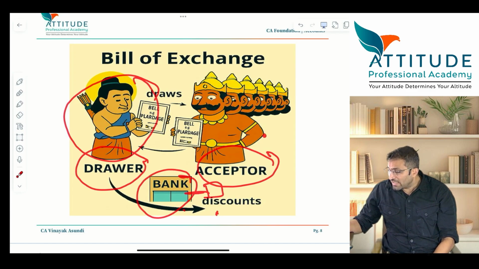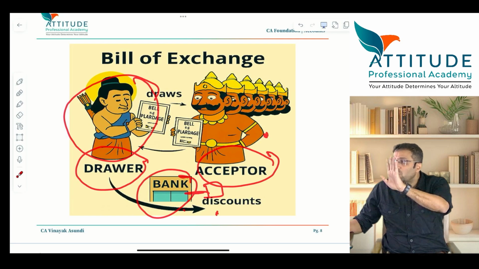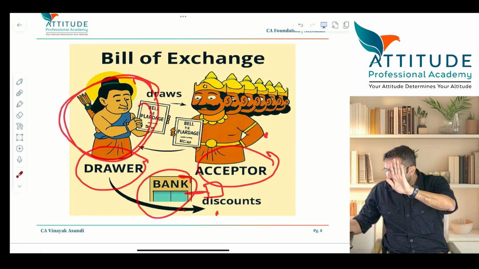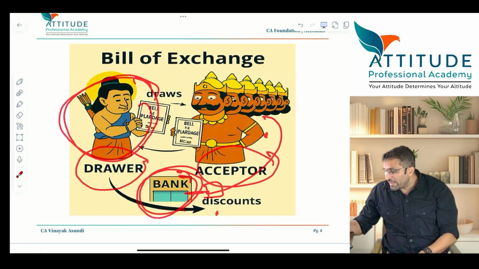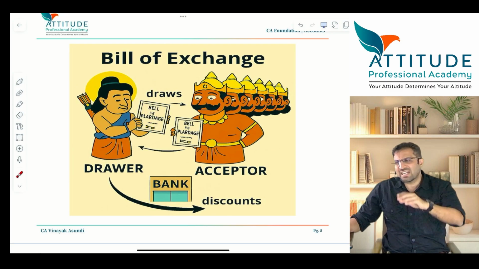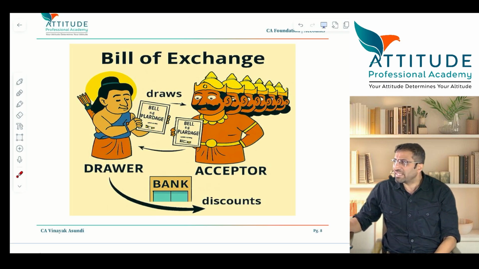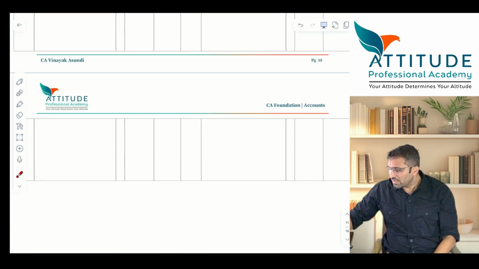Now, to whom will Ravan give the money? Ravan will give the money to the person who has got that bill. Now in the second case, is the bill with Ram or with the bank? So Ravan has to make the payment to the bank. First try to understand the simple story. Journal entries we will see later. Come here. Third case.